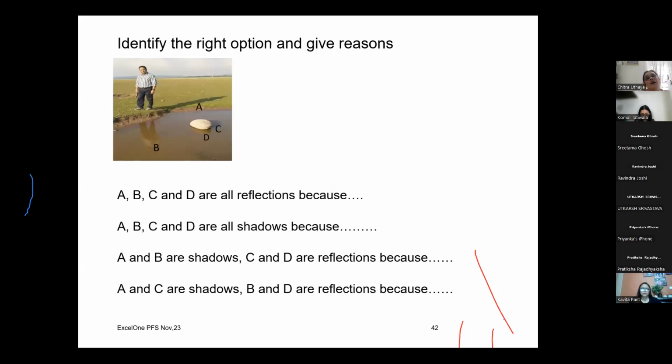Now here you have to identify which of these are shadows and which of these are reflections and why do you say so? So you have a photograph here. You have both shadows and reflections. Which of these are shadows? Which of these are reflections? And you need to give your reason. So again, it becomes analysis.